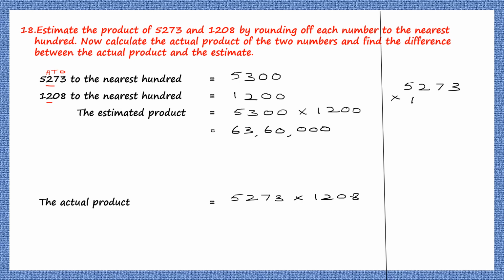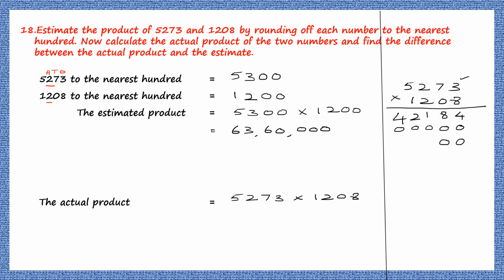5,273 into 1,208. 8 threes are 24, carry 2. 8 sevens are 56, plus 2 is 58, carry 5. 8 twos are 16, plus 5 is 21, carry 2. 8 fives are 40, plus 2 is 42. So we finished the first step. Now let's go on to the second step. Now second step, we begin with a 0, and as you can see, we are multiplying by 0, so this whole step will be zeros. Now let's go on to the third step where we are going to multiply by 2. So third step will begin with 2 zeros, and let's multiply with 2.